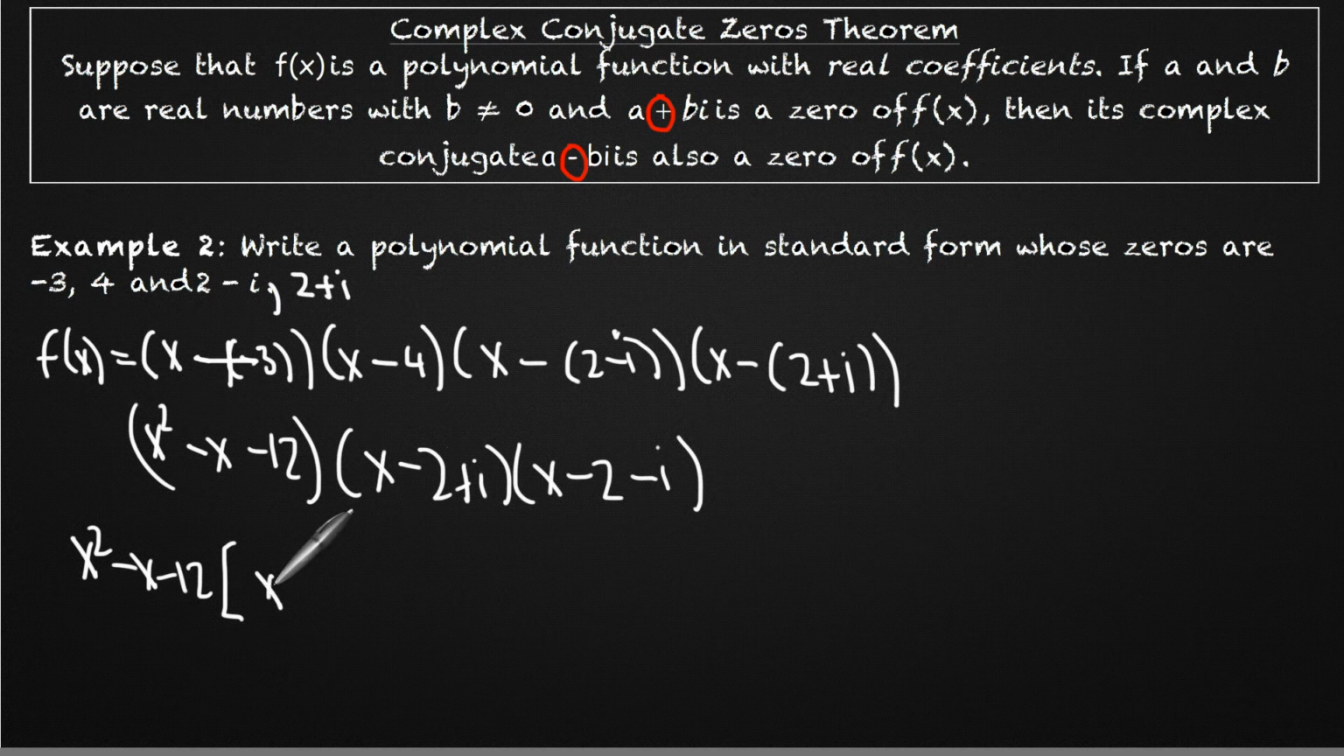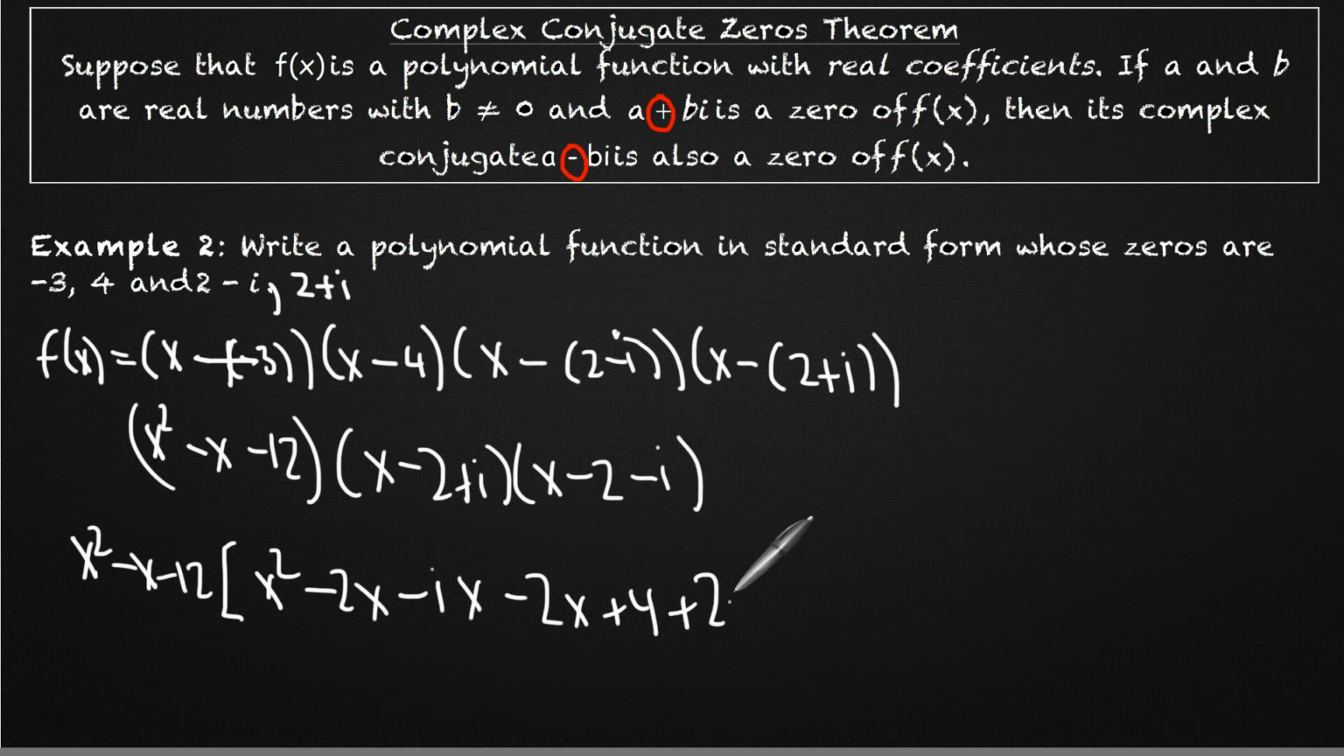x times x is x squared. x times negative 2 is negative 2x. x times negative i is negative ix. And then we have negative 2 times x, which is negative 2x. Negative 2 times negative 2 is a positive 4. And then you have negative 2 times a negative i, which is a positive 2i. And then you have i times x, which is ix. And then i times negative 2, which is a negative 2i.